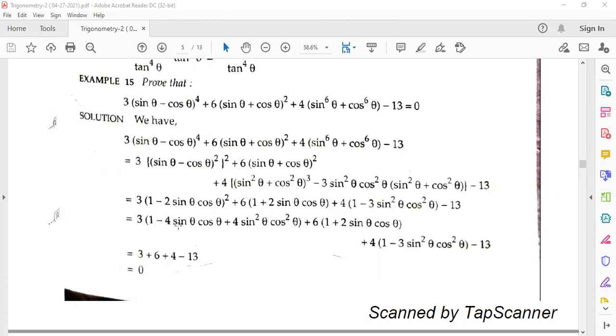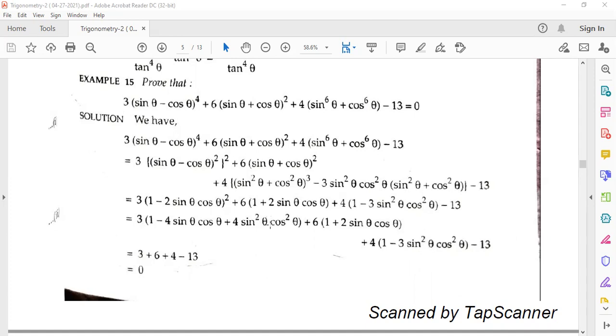Now look at here, this 3 into minus 4 sin theta cos theta, that is minus 12 sin theta cos theta, and when we multiply by this 6, it will be coming plus 12 sin theta cos theta. So this minus 12 sin theta cos theta and this plus 12 sin theta cos theta will be cut. Now when we multiply 3 by 4 sin square theta cos square theta, 3 into 4 is 12 sin square theta cos square theta. When we multiply it by 4, then it will be coming minus 12 sin square theta cos square theta. So the sin theta cos theta part also cut and sin square theta cos square theta part also cut.